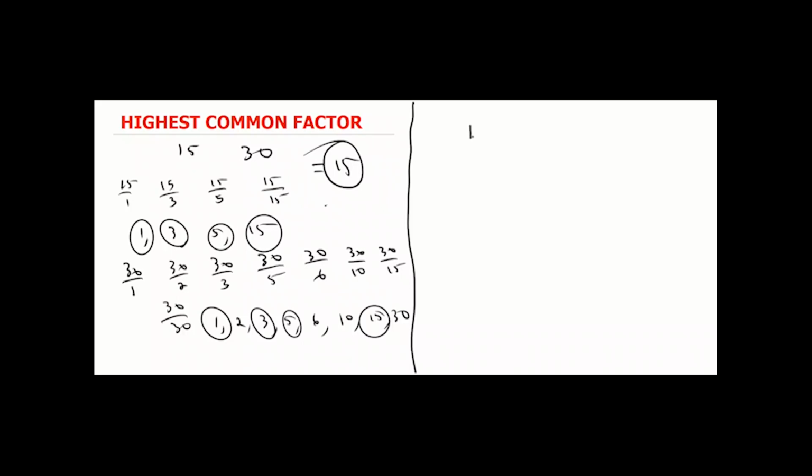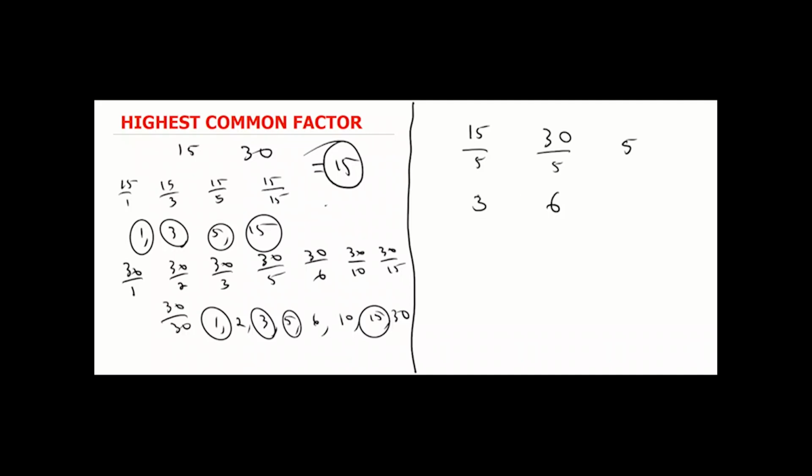If you have 15 and 30 and you want to get the highest common factor, what you need to do is to look for a number that can divide both of them. So in this case, I can say 5 can go into 15 to give me 3. 5 can go into 30, it will give me 6. That means I have 5 as part of my answer.